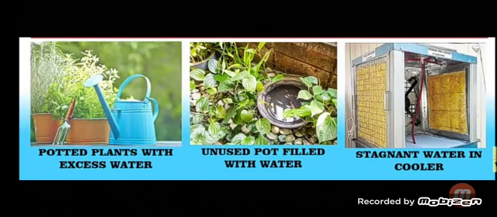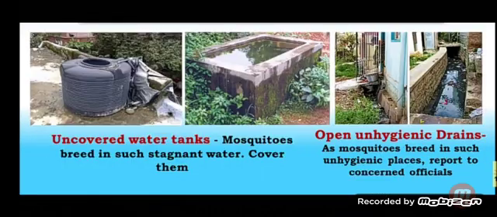So you can see in the picture potted plants with excess water, then an unused pot filled with water, then stagnant water in a cooler. We have to clean them. Then next is uncovered water tanks. Mosquitoes breed in such stagnant water, so cover them. Then open drainage system. As mosquitoes breed in such unhygienic places, we should report to concerned officials.